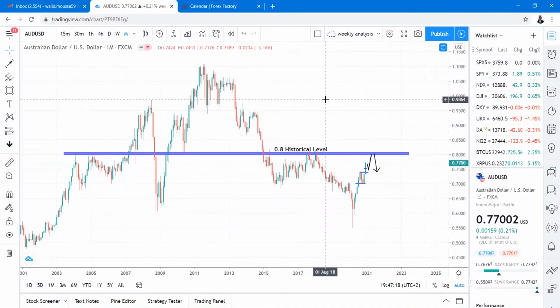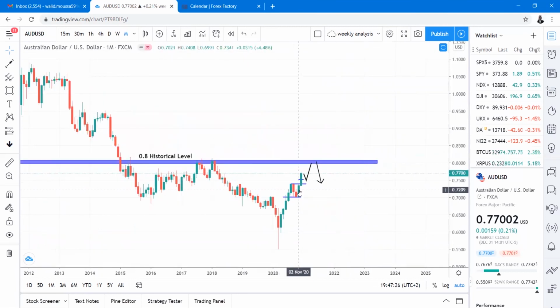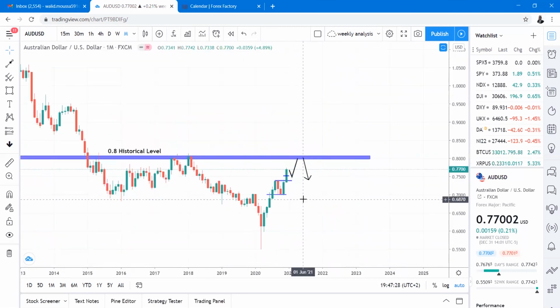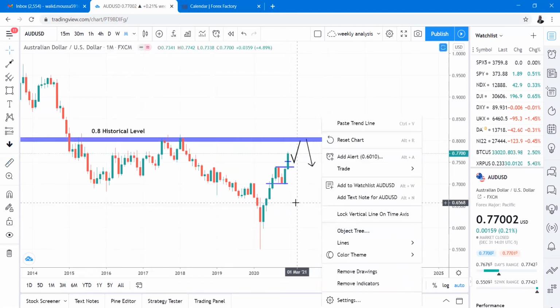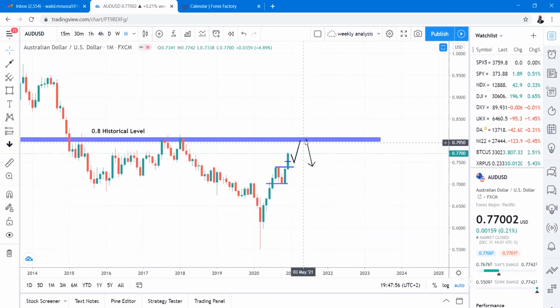AUD USD. On the monthly chart, we have a historical level at 0.8, a very, very strong level. There is a high probability we'll test this trend in the next 2 or 3 months, and maybe this month. We could be pulling back. We will see this on the daily chart, and then have an opportunity to buy from this level to test this resistance. This will be an amazing 400 pip move. And then probably we should have a pullback from this level, because this is a historical level on the AUD.